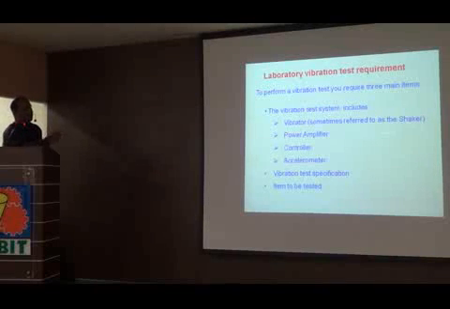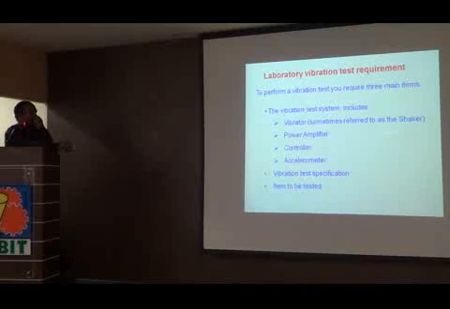Now, when we want to test in the laboratory, we need to simulate. So we will need some equipment that is required. So what are the things that we need? Basically, to simulate vibration, we need three things: one is the vibrator, or what we call a shaker, and then a power amplifier, a controller, an accelerometer, and a vibration test specification.